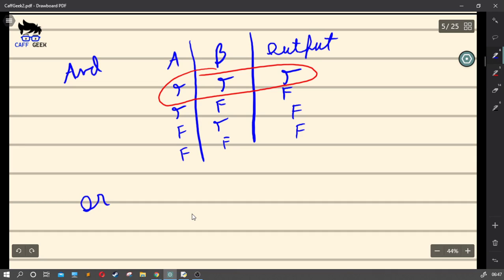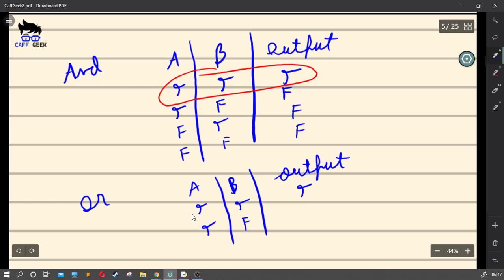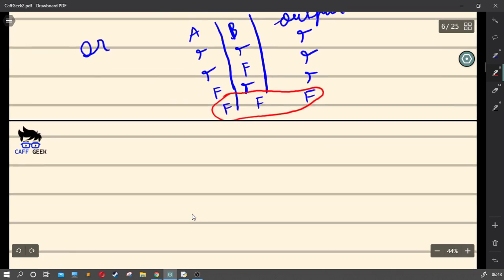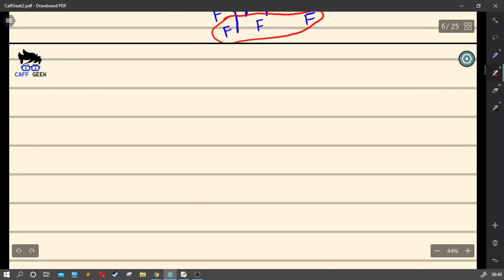If you talk about or, we have A, B, and output. True, true, the output will be true. True, false, output will be true. False, true, the output would be true. False, false, then it's false. Only when both statements are false would the output of or be false. So this is all about comparison operators and Boolean operators.